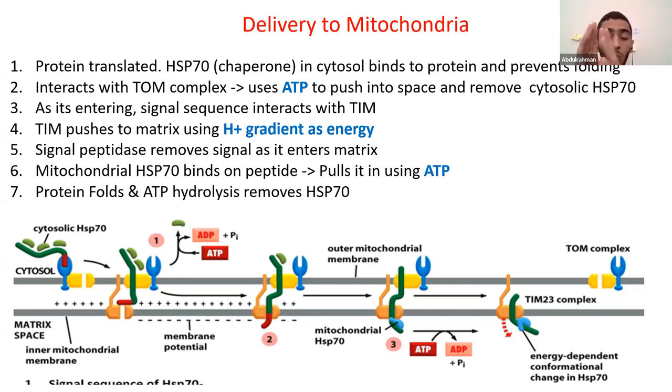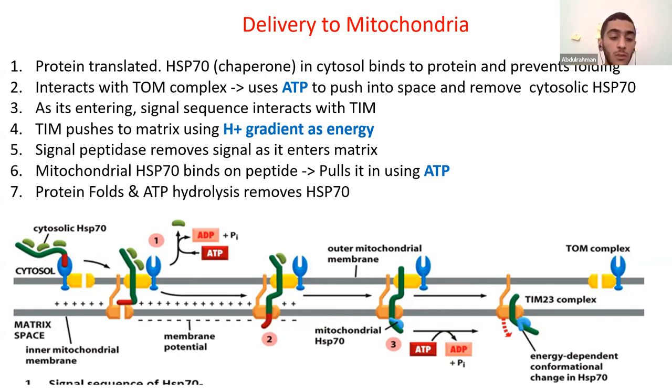Like we said, usually chaperones are responsible for the folding process, but when it comes to this process in the mitochondria, the HSP 70 in this case binds on this protein and prevents it from folding, because we don't want it to fold in the cytoplasm. We need it to fold inside the mitochondria. We don't want it functional in the cytoplasm. So the HSP 70 will bind on this protein, prevent it from folding, and then it takes it over.